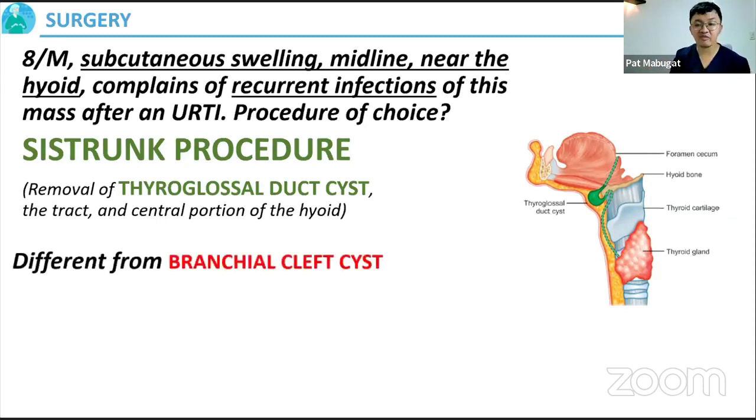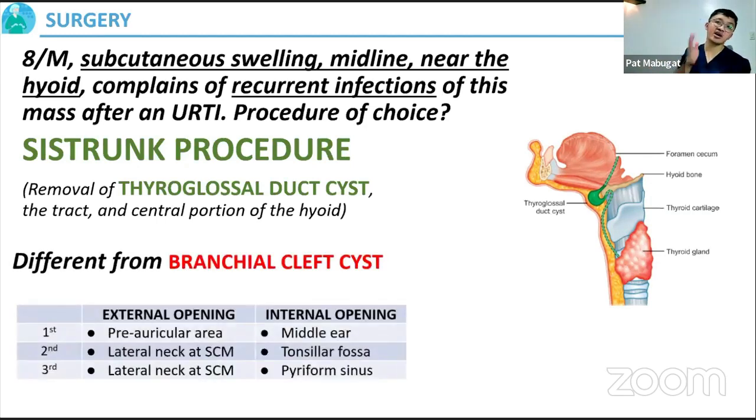So this is different from a branchial cleft cyst because, again, branchial cleft cysts are more lateral. For a thyroglossal duct cyst, the question will usually specify midline, moves with deglutition. Okay? Or if you're thinking of a lateral mass, that's a branchial cleft cyst.